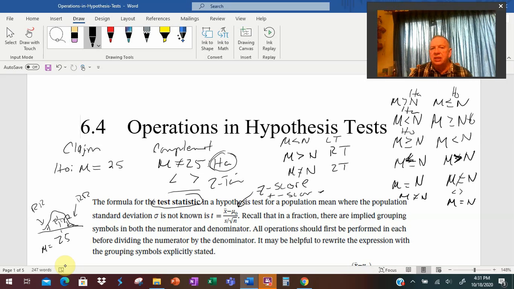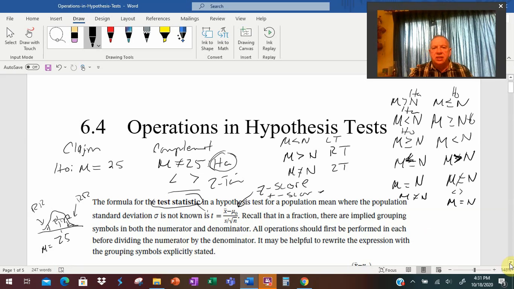All of these test statistic values, the scores, are going to be based on what we're looking for: the mean, the proportion, or the difference between. All of these have their own little test statistic formula, okay? So let's go through this.